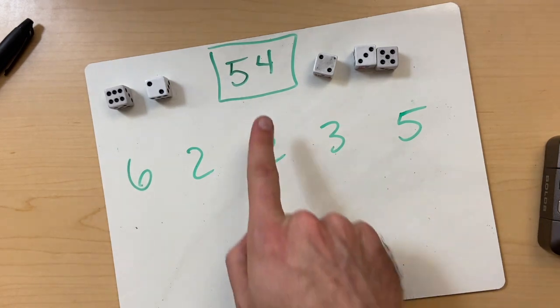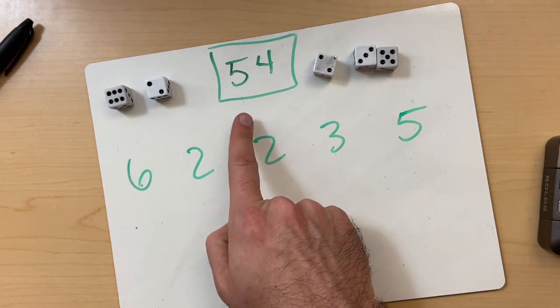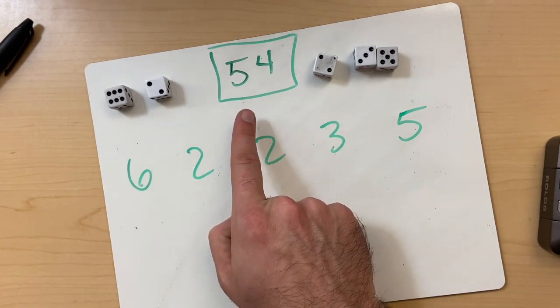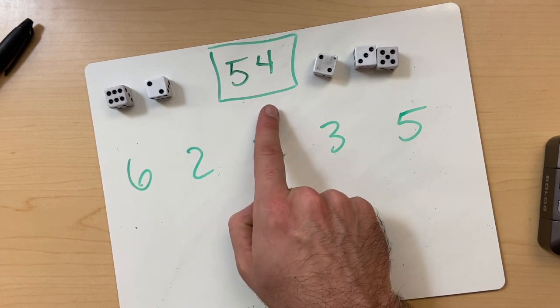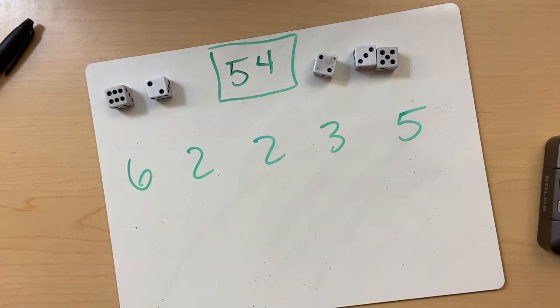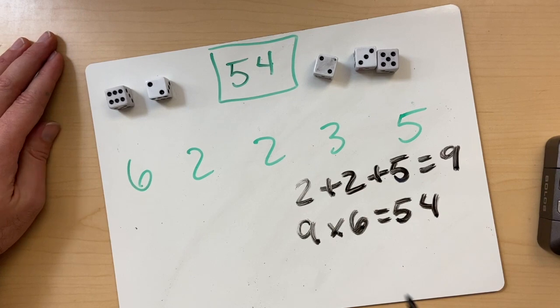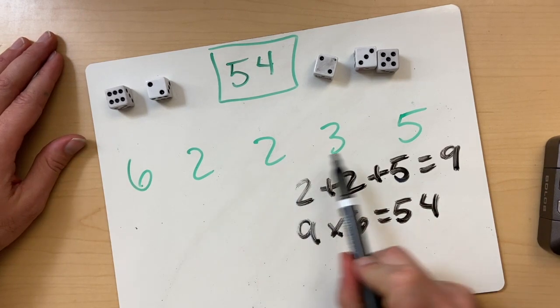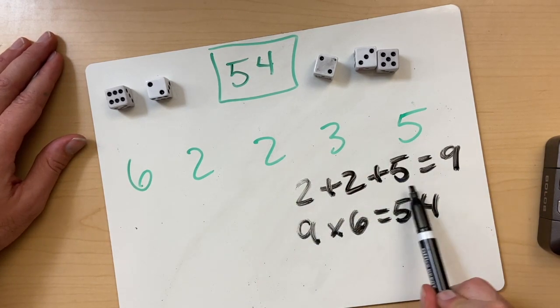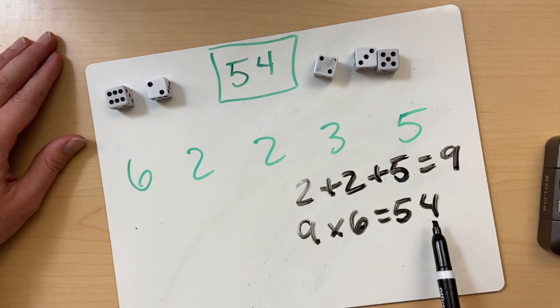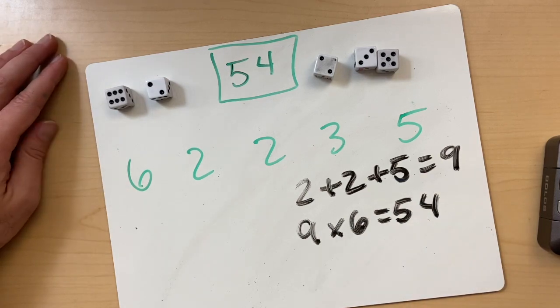I gotta be honest, I'm already thinking 6 times 9 is 54. I'm also thinking it's pretty close to 60, it's pretty close to 50, so I'm gonna play around with some of those numbers. All right, so here's my first one. I just used my 2 and my 5 to get 9, adding them up. And then I multiplied 9 times 6 equals 54. Awesome, but I'm guessing I can do it a different way too.